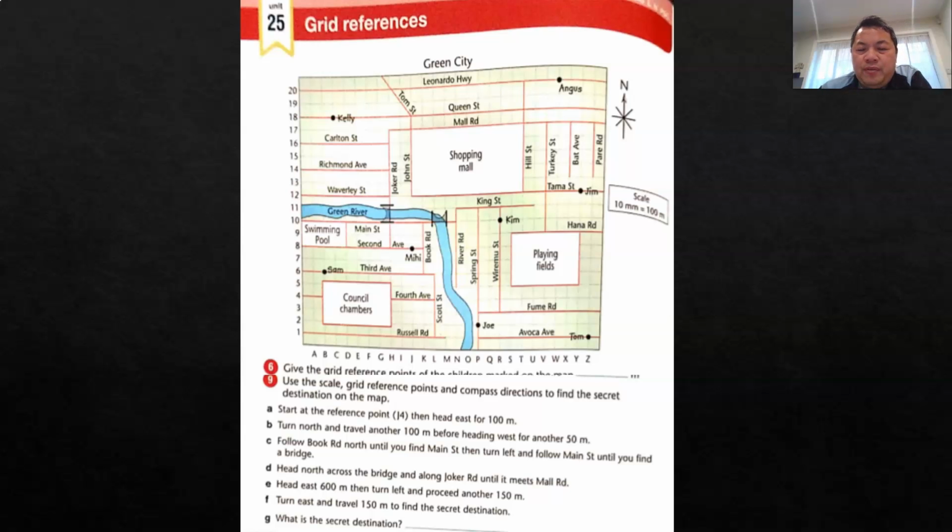Okay, once you're done, I believe you can actually continue watching the video now since you have completed the task. Start at reference J4. So let's look at where J4 is. J4 is here.